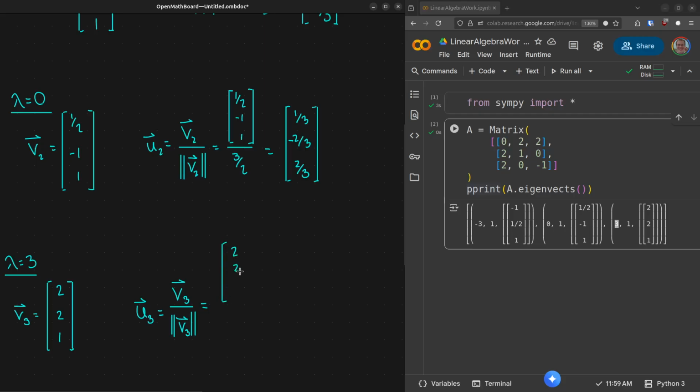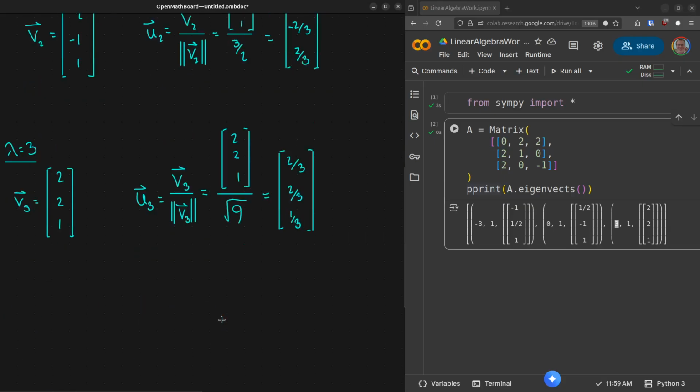So V3 is 2, 2, 1. And then 2 squared plus 2 squared plus 1 squared is 9. So I get square root of 9. Square root of 9 is 3, right? So I'm going to get 2/3, 2/3, 1/3. Okay? And so put these together, and I will have an orthogonal matrix Q.